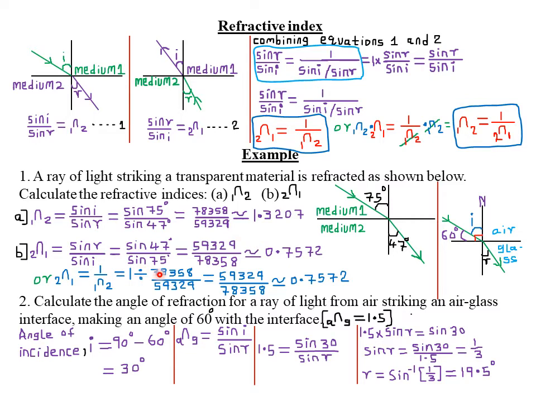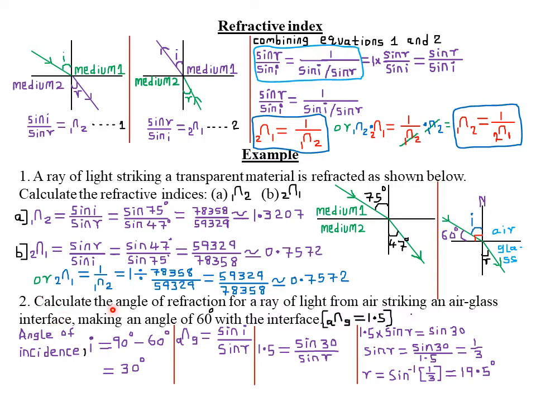So 1 divided by 0.78358 divided by 0.59329, it will be equal to, remember when you divide, you multiply by the reciprocal. So 1 times the reciprocal of this, we shall just get 0.59329 divided by 0.78358, which is approximately equal to 0.7572 as our refractive index, which is just the same as this particular value there.